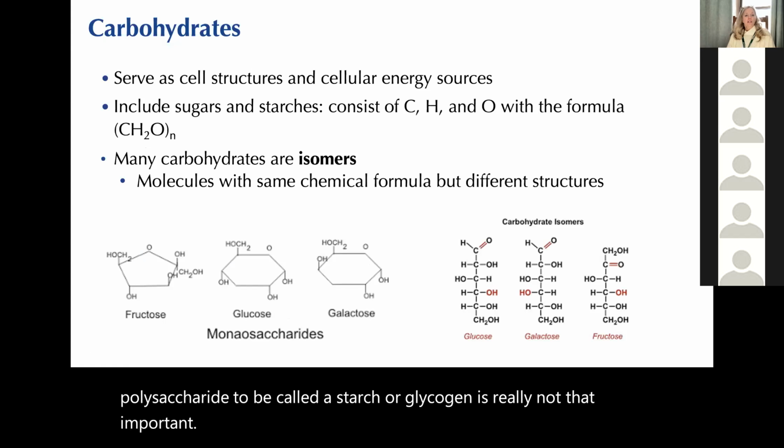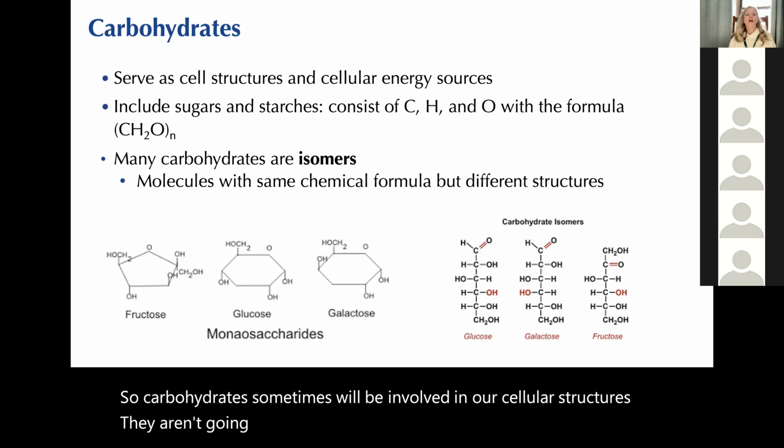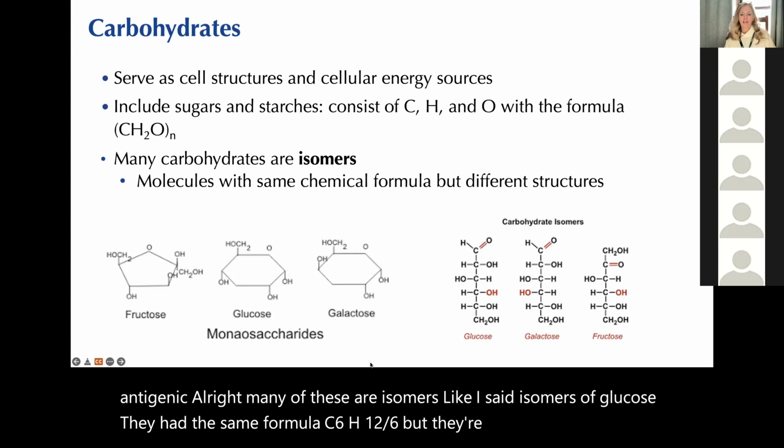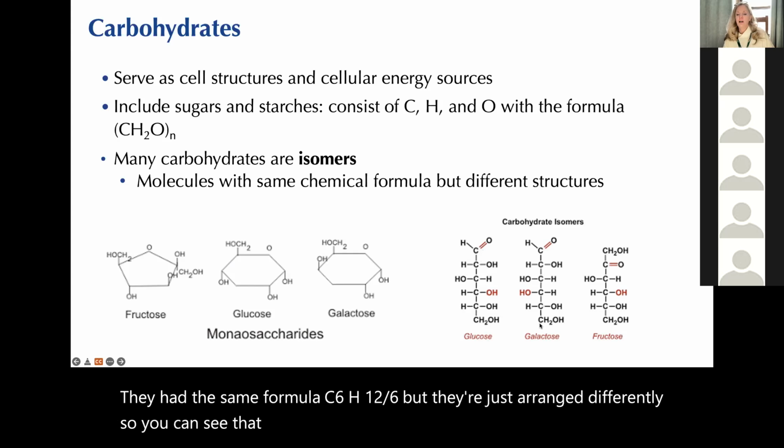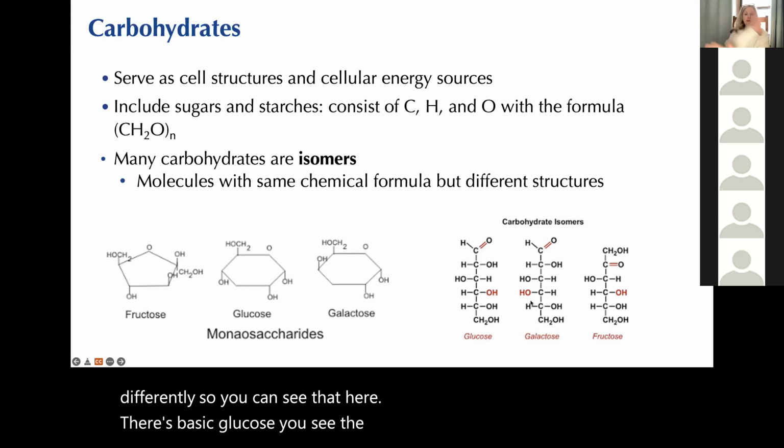Carbohydrates sometimes will be involved in our cellular structures. They aren't going to exactly form the cell wall, but we'll see them embedded in the cell wall. Sometimes they can even be antigenic. Many of these are isomers, like I said, isomers of glucose. They have the same formula, C6H12O6, but they're arranged differently. You can see that here. Here's basic glucose. The difference is just the flip side over for galactose. They're almost a mirror image in that sense.